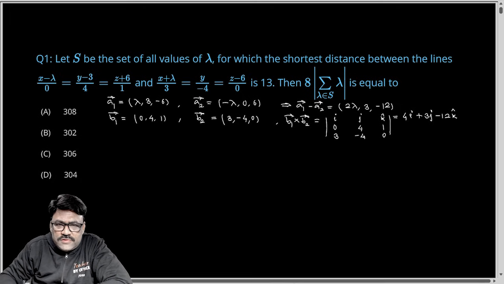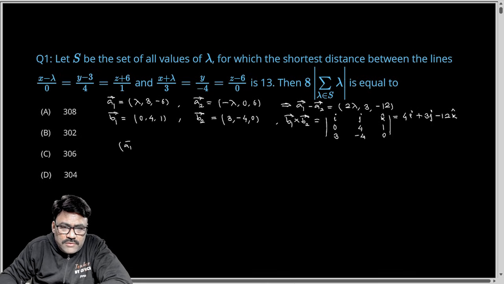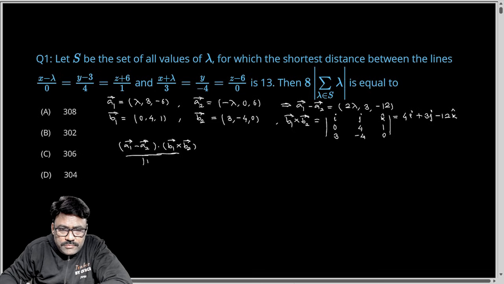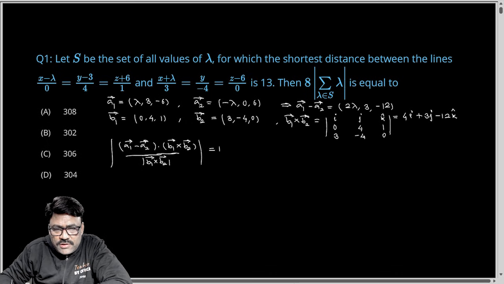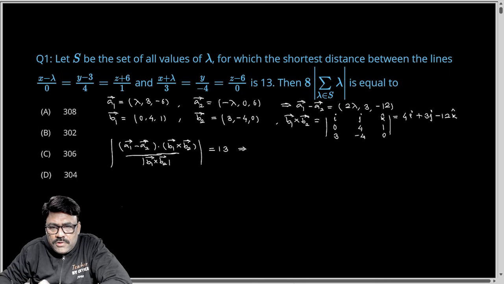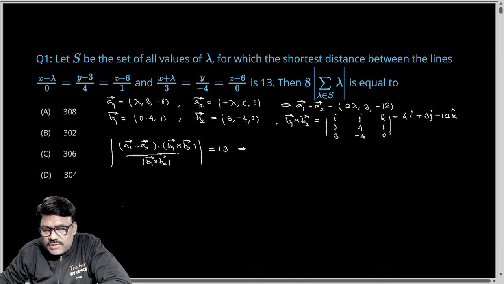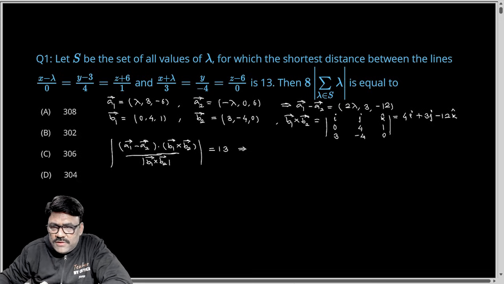Now, what is the shortest distance? Shortest distance is A1 minus A2 dot B1 cross B2, over mod B1 cross B2, and of course its absolute value. And this is given as 13. Now take the dot product of A1 minus A2 with B1 cross B2. Let me check B1 cross B2 once again. Is it right? 0 plus 4, then j: 0 minus 3, then k: 0 minus 12. Yes.